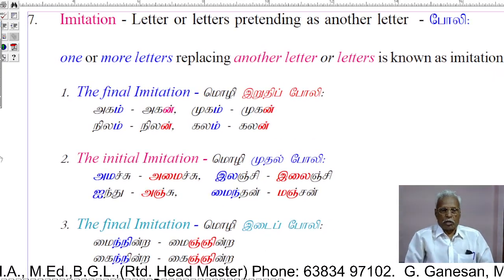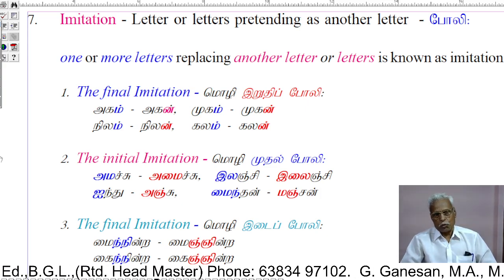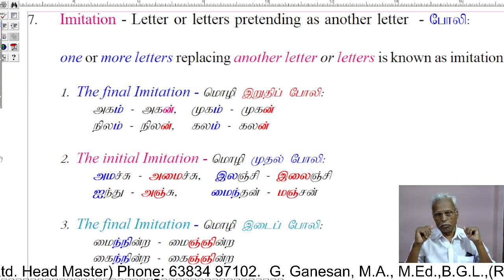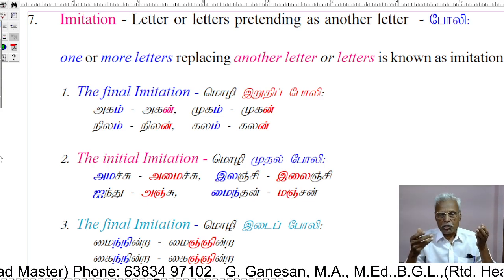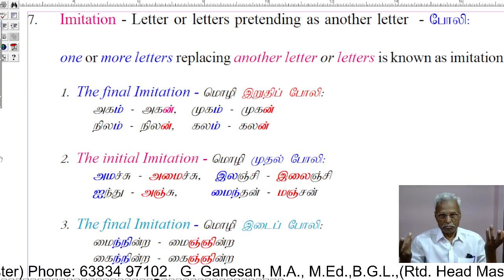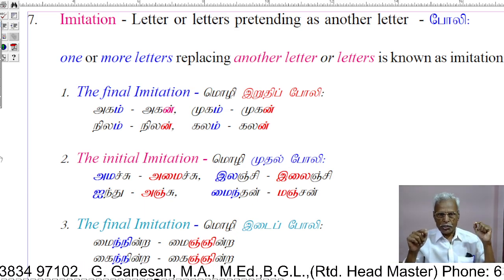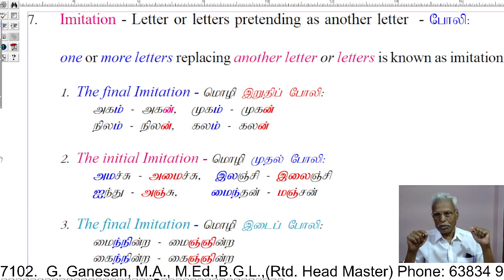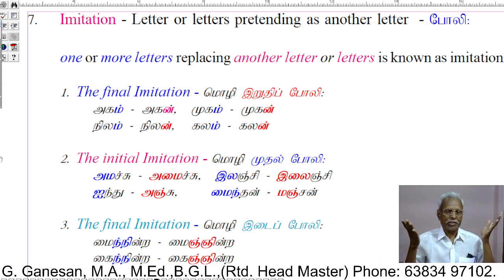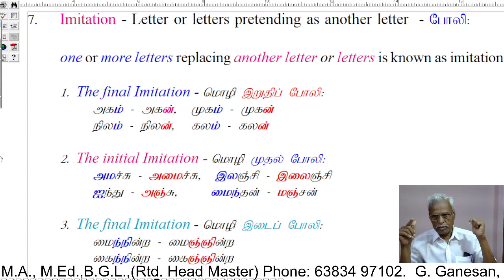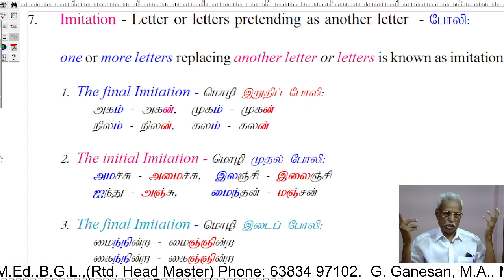Then finally today we are going to see imitation. There is one letter acting as another letter. It's called imitation. In Tamil it is called poli, imitation. One man acting as another man. One or more letters replacing another letter or letters is known as imitation. It is my explanation. One or more letters replacing another letter or letters is known as imitation.